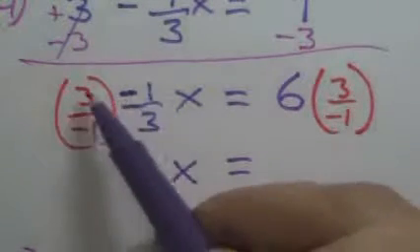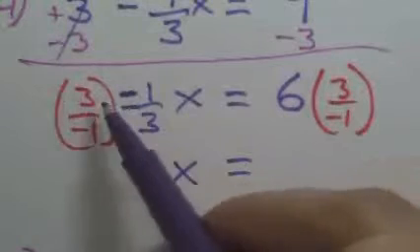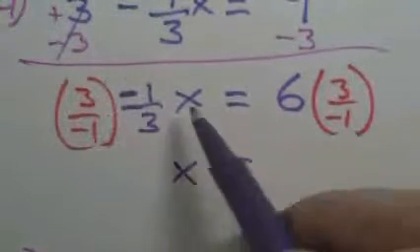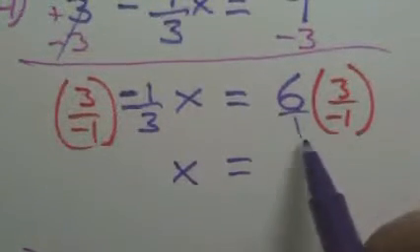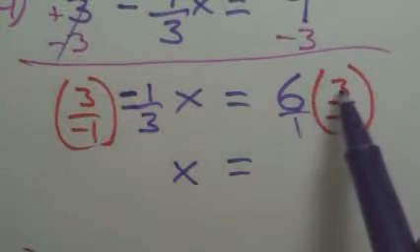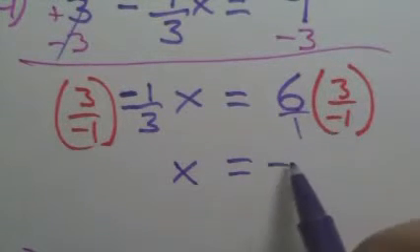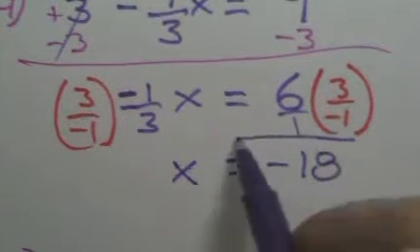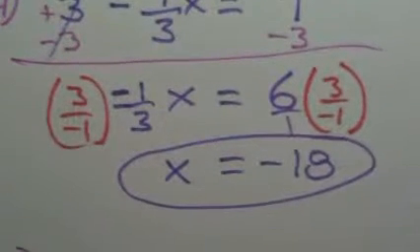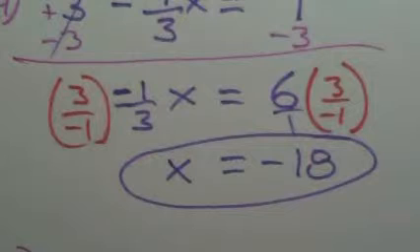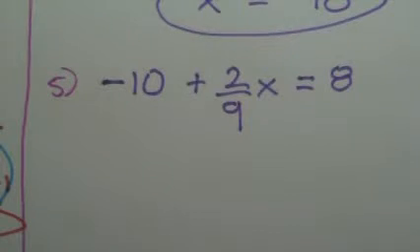And all this cancels out. It reduces to 1. 3 goes into 3 once, negative 1, negative 1. You're left with x. And over here, if you can't quite see it, 6 times 3 is 18, and there's just one negative involved. So the answer is negative 18. Okay, here's number 5.